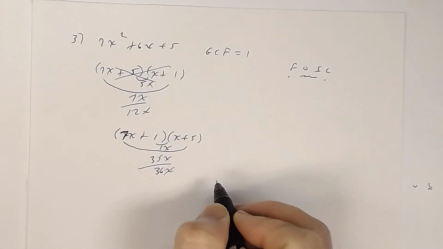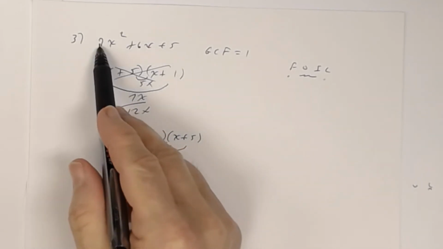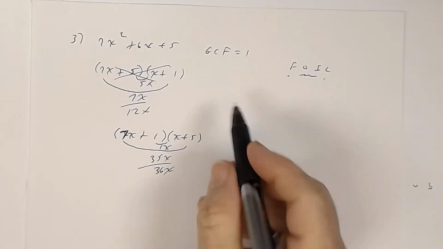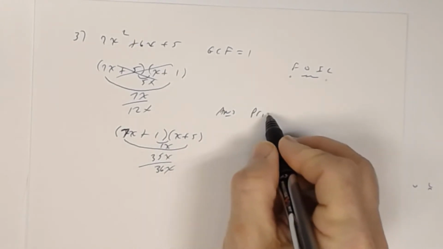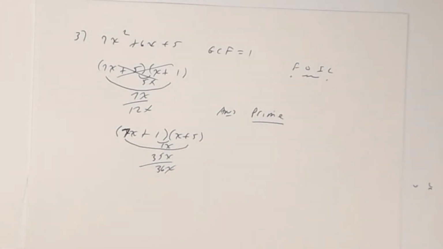So that didn't work either, and I've exhausted all possibilities because those are prime numbers. And so therefore we say that this cannot be factored. So the answer you're going to write is prime. That's what you're going to write.